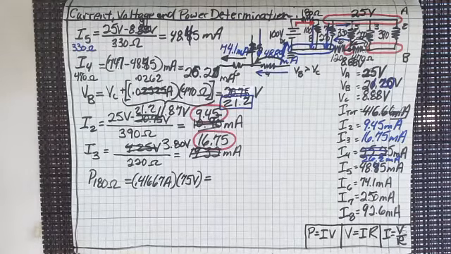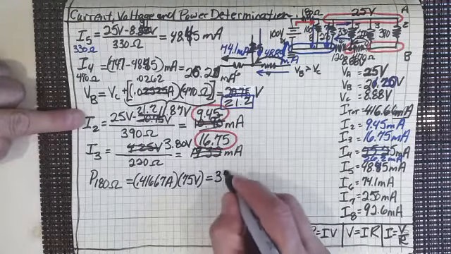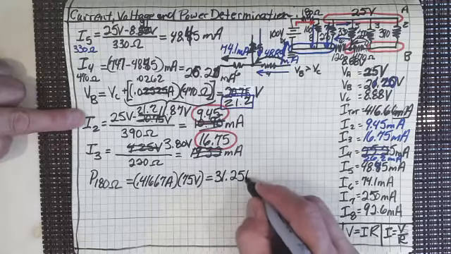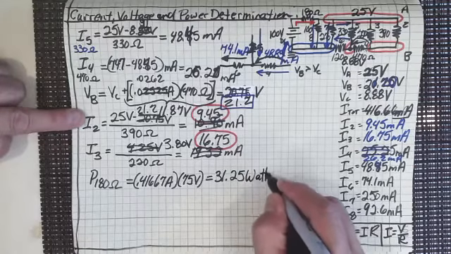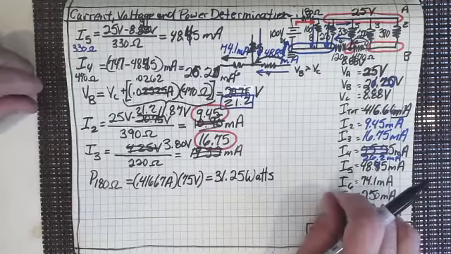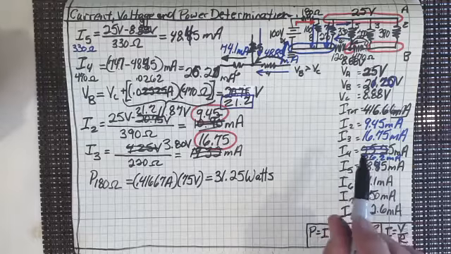So 0.416667 amps times 75 volts is 31.25 watts. 31.25 watts. I don't think our 1/4 watt resistor is going to work there, right? How about the rest of the circuit?